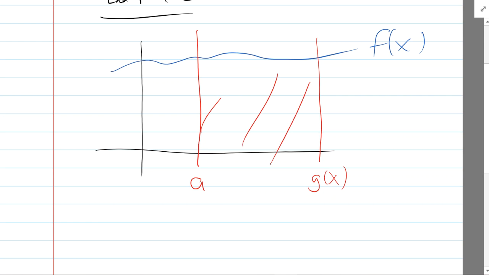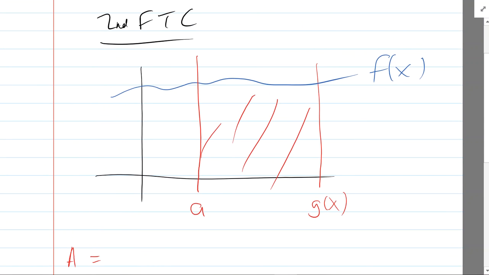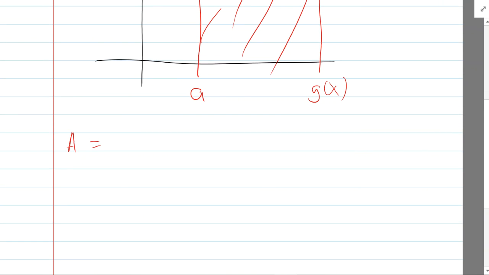If I want this area, we all agree that that area is equal to the integral, right? So this area is a function of g of x. It is the integral from a to g of x of f of t dt. It's changing with time. Everybody got that? You understand that?